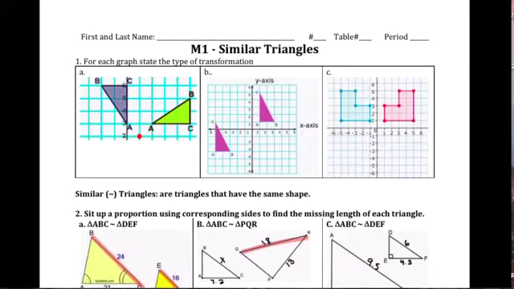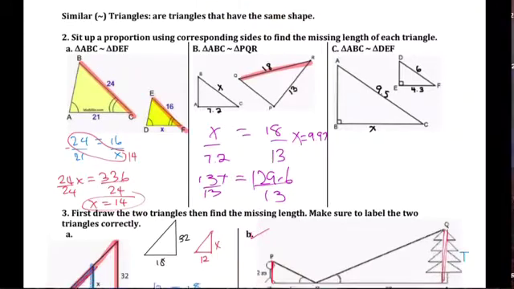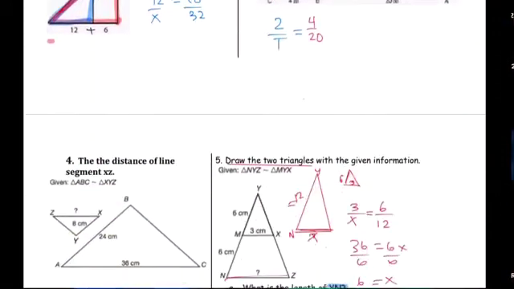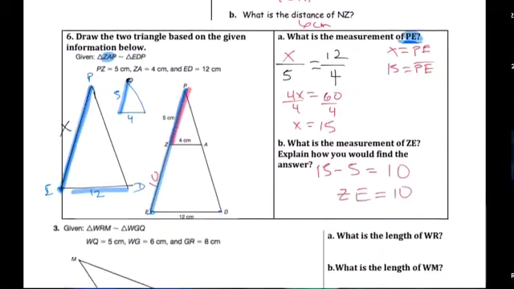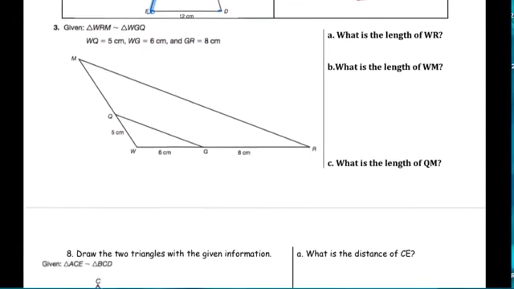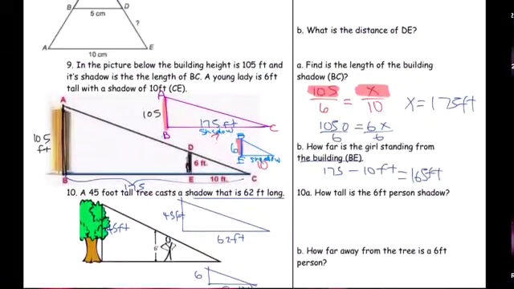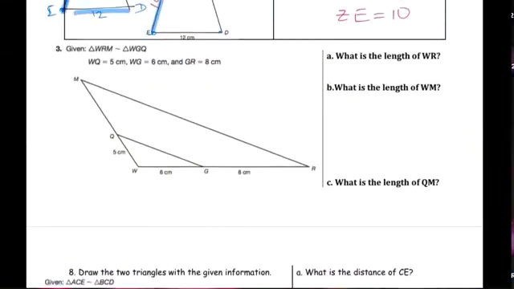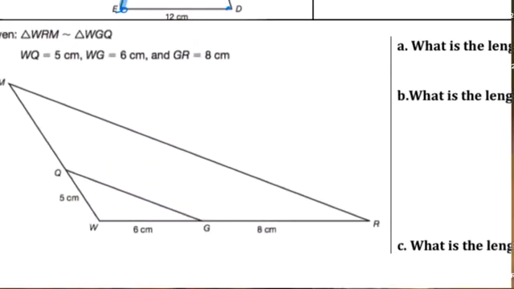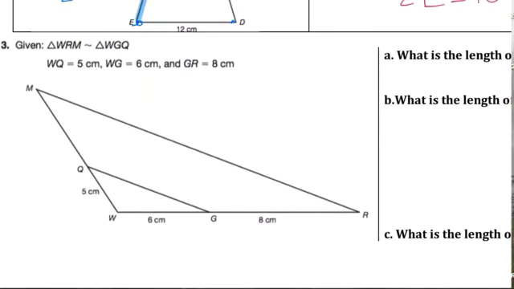Go by fast. We did 1 ABC in class. Number 2, 3, 4, 5, 6. I'll do this one really fast, okay? If you have a hard time, draw the 2 triangles.